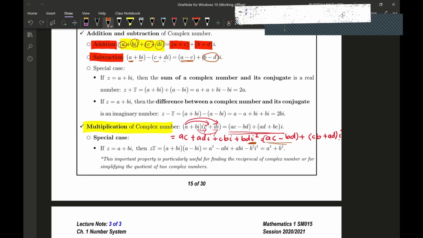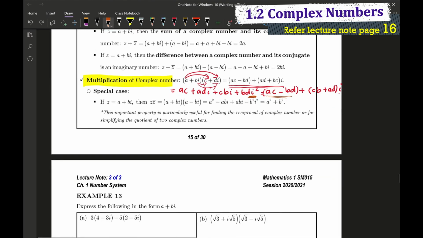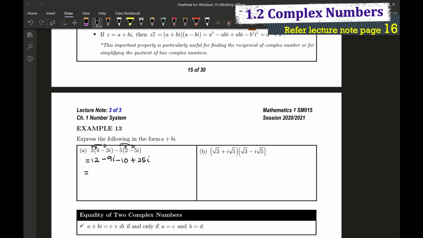Now we go to the examples. Straight away, we try to solve example 13 first, focusing on both A and B. For this one, what should we do? We simply do a normal operation here. This one becomes 12 minus 9i minus 10 plus 25i. This involves addition and subtraction of complex numbers.